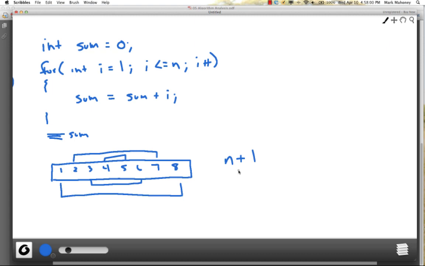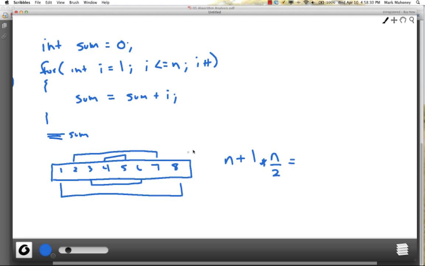Now next we say, well, how many pairs are there? And let's see, it looks like there are 1, 2, 3, 4 pairs. That turns out to be n over 2. Okay. So if we multiply these two things together, n plus 1 times n over 2, that's going to give us the sum of the numbers from 1 to n.